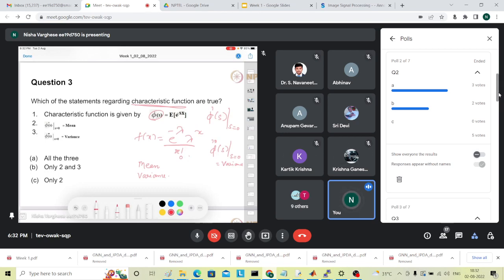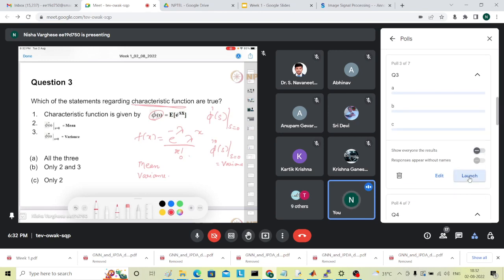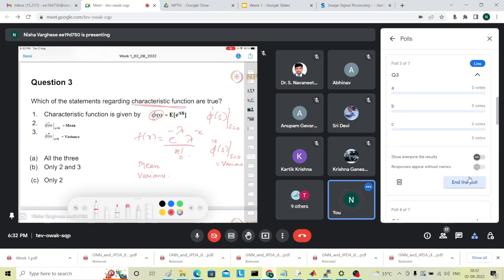Okay, so question 3, I have released question 3. The answers are: all three are correct, only 2 and 3 are correct, only 2 can answer.